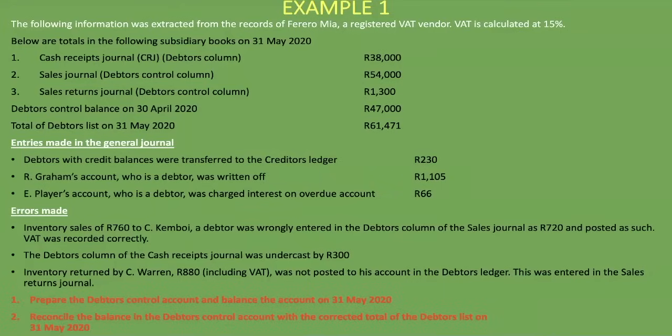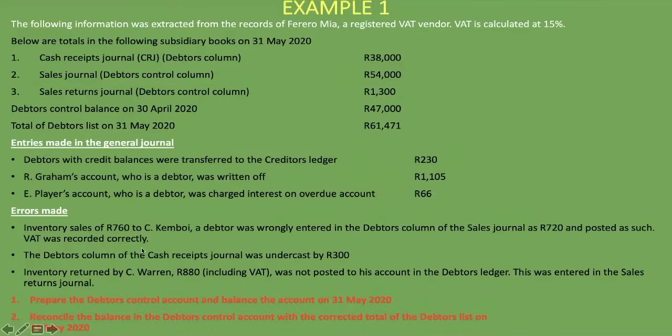We are told that the following information was extracted from the records of Ferrero Mia, a registered VAT vendor. VAT is calculated at 15%. And we are given all these details. We're also told that the entries made in the general journal are given down here. And we are also told what errors have been made.